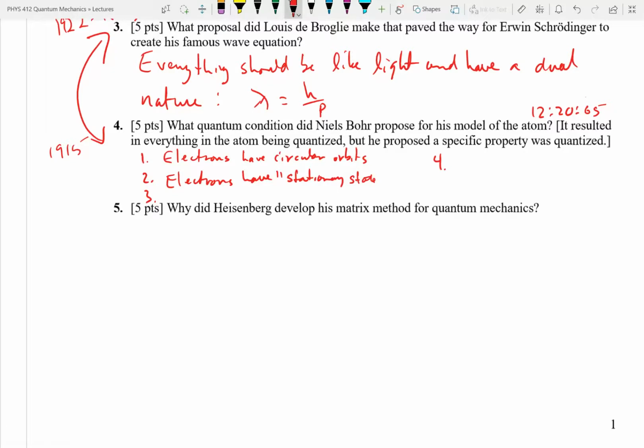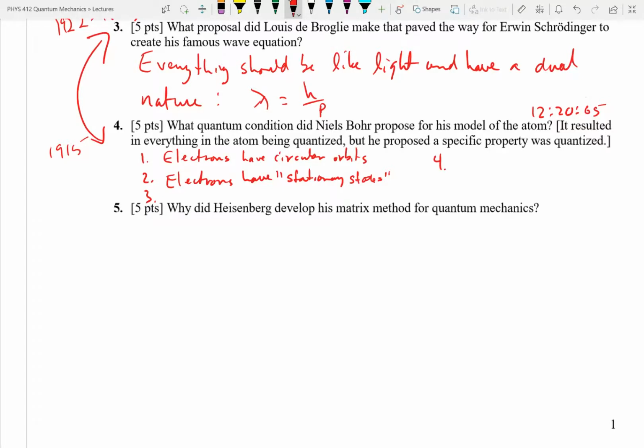Electrons have stationary states, and they can't just continuously change energy. I don't have room to finish it out. They can't give off radiation, because if the planetary model is correct, they should just spiral into the core, because they'd be giving off radiation as they're accelerating around the circle.